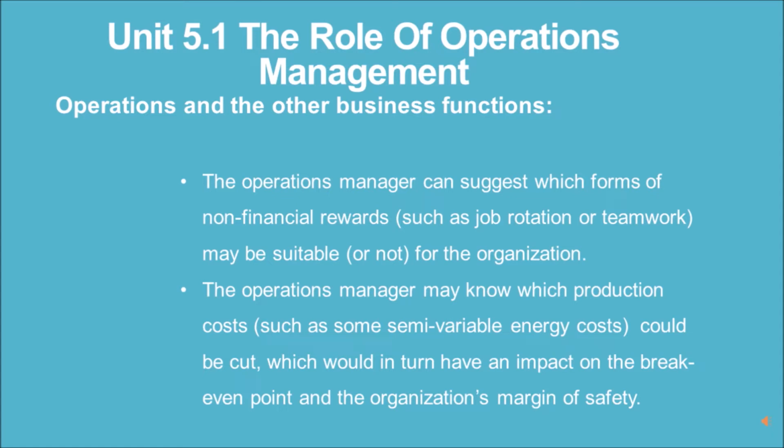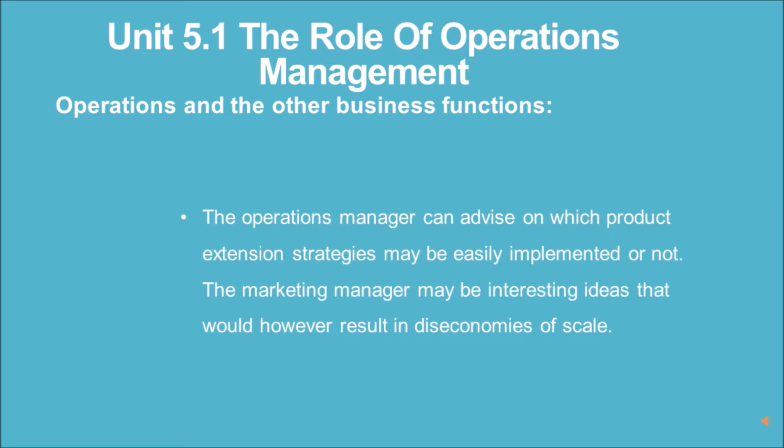The operations manager may know which production costs, such as some semi-variable energy costs, could be cut, which would in turn have an impact on the break-even point and the organization's margin of safety. The operations manager can advise on which product extension strategies may be easily implemented or not. The marketing manager may have interesting ideas that would however result in diseconomies of scale.